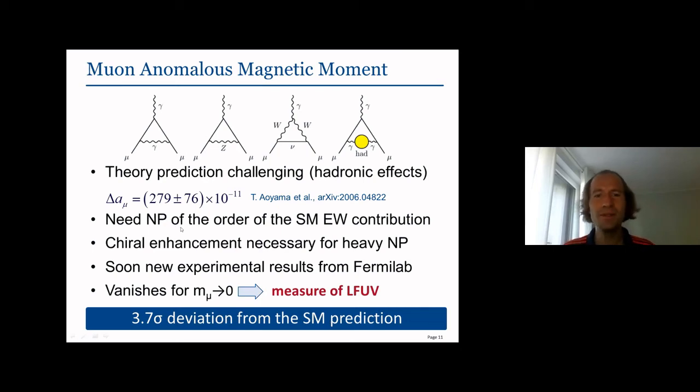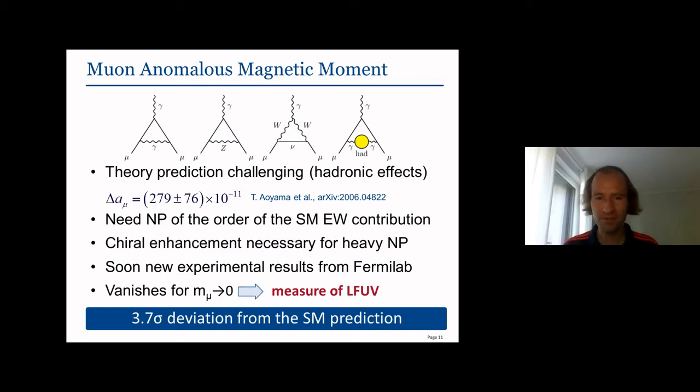Again, the new physics you need here is not small. It's of the order of the electroweak effect in the standard model, so of the order of diagrams like this here. And this also means that if you want to do it with new physics at the TeV scale, you are already suppressed by a factor of 100 compared to the standard model. So you need some enhancement to compensate for this.